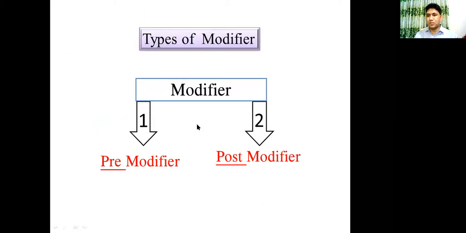Okay, types of modifier. How many types of modifier are there? You see, there are two types of modifiers in English grammar. The first one is free modifier and the second is forced modifier. You know that free means before. That means the modifiers that are used before words are called free modifiers, and forced means after. So the modifiers that are used after words are called forced modifiers.